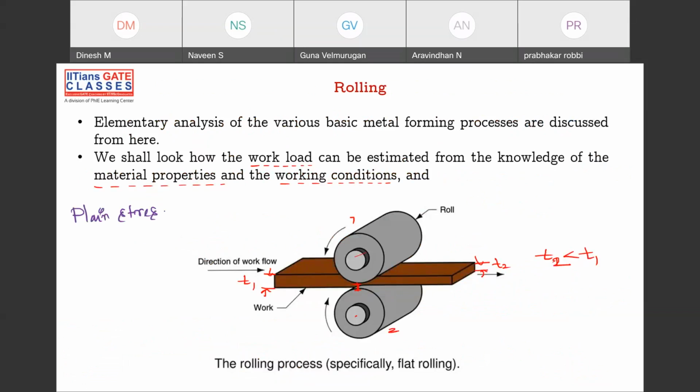Anyone who can answer these questions? Plane stress and plane strain. If you have done this, yes or no? Because this is also very important, because in examinations he'll ask whether rolling is a plane stress problem, or plane strain, or both plane stress and plane strain, or none of the above. What do you say? Which one will you select?